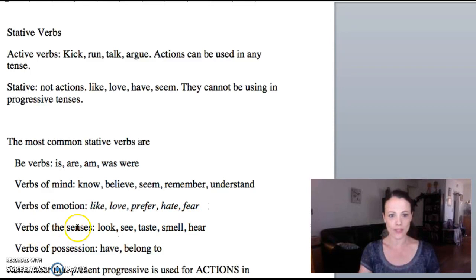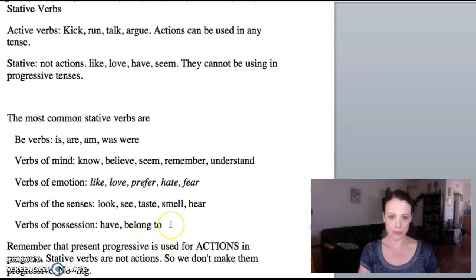And then the verbs of the senses. So look, as in you look sad, or see, as in I see a bear, or taste, as in the soup tastes good. These are verbs of the senses, and they're considered stative verbs. So you would say you look sad, not you are looking sad. Or the soup tastes good, not it's tasting good.